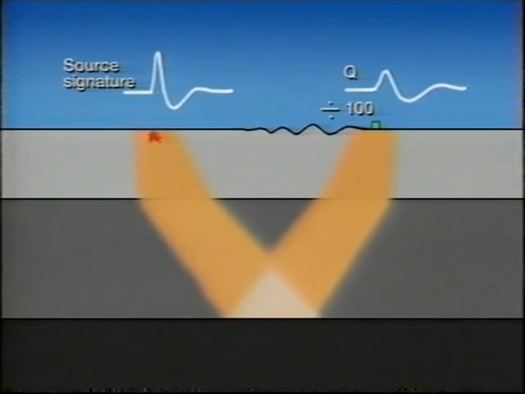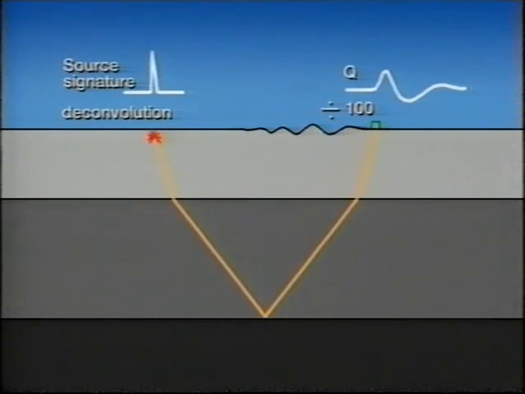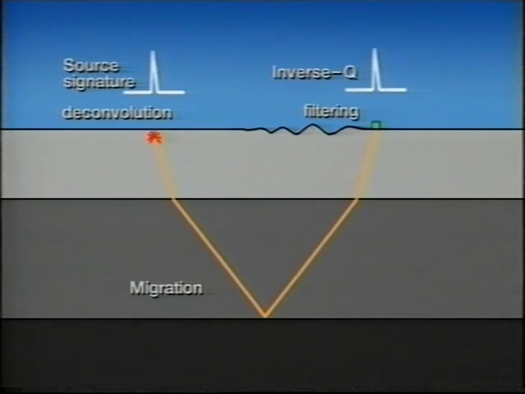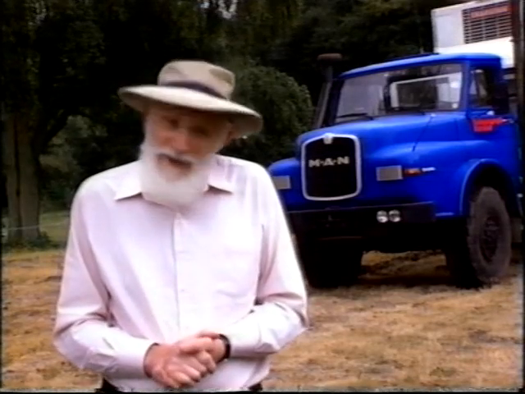Thus, our weapon to get back to a spike input is source signature deconvolution. Our weapon to get spherical propagation back to rays is migration. To remove spherical divergence, gain expansion. To fight absorption, inverse filtering. To counter surface waves, arrays. And to give us more physical variables, more measurements, the combination of compressional waves with shear waves.